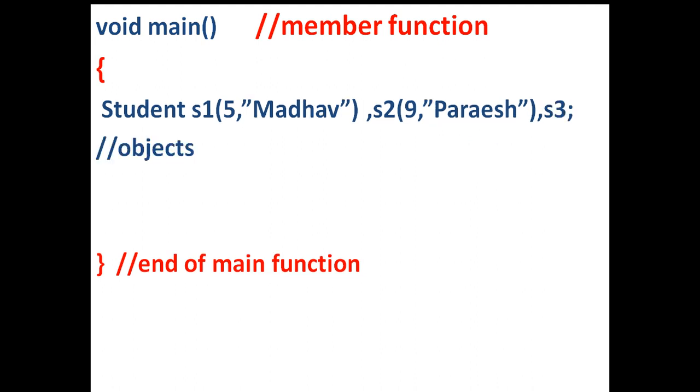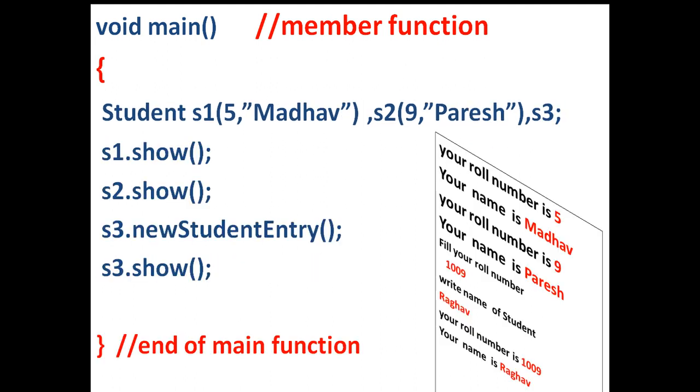And we are taking S3. So here we are showing the values of S1 and S2. S1.show will display the record of the first object, and S2.show will display the record of S2, and S3. In the case of S3, we are getting entries. First we will make entries, then after filling the entries, we can see the filled record of S3.